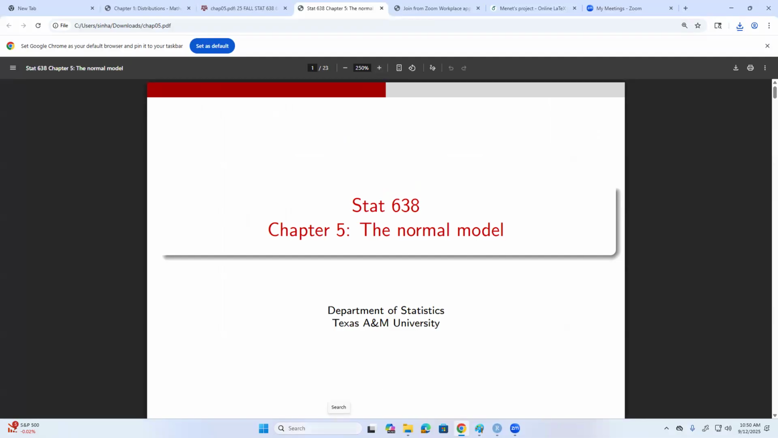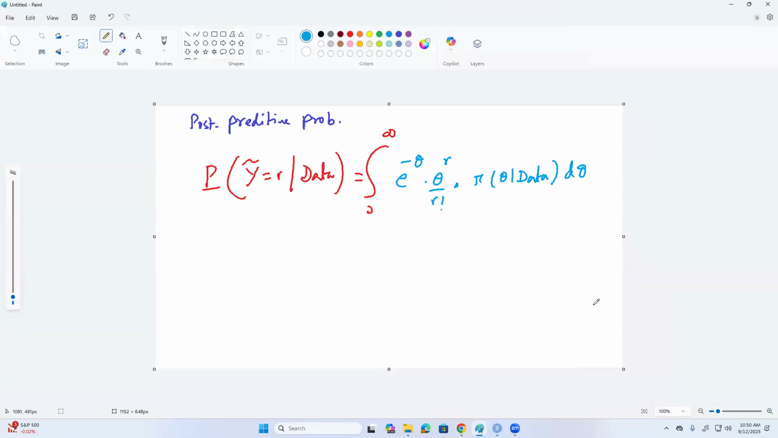So chapter 5 is about the normal distribution. What we plan to do, the brief overview, is the following. Suppose your observations x1, x2, xn are coming from a normal population with mean mu and variance sigma square. The observations x1, x2, xn are known, and you assume the underlying distribution is normal with mean mu and variance sigma square. Mean mu and variance sigma square are unknown parameters.